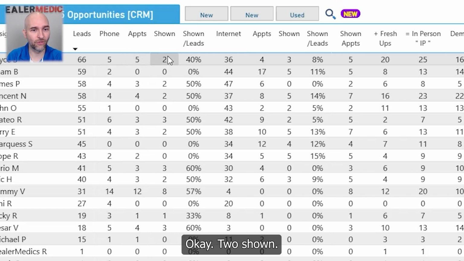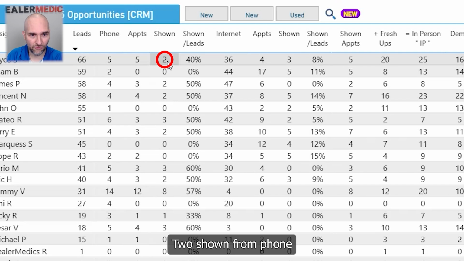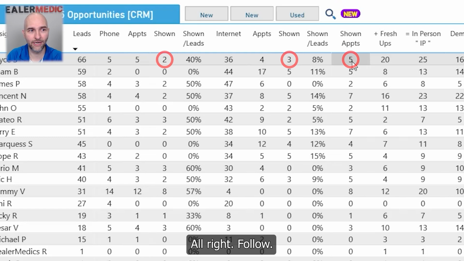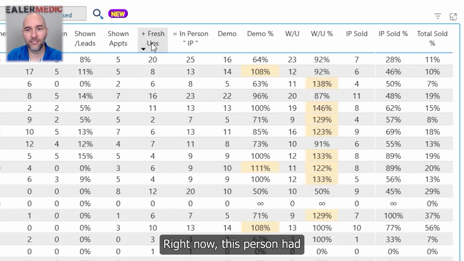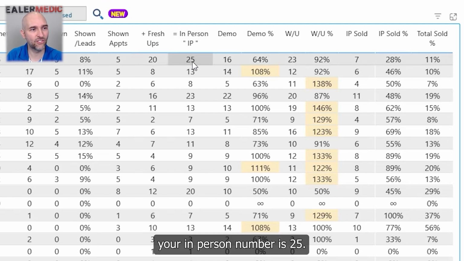Okay, 2 shown. So 2 out of 5 is 40%. Okay, that's the math. Out of the 36 internet leads, 4 appointments, 3 showed. Much better show rate, but shown from leads, you only have 8% of all your internet. Okay, there's room for improvement there. Now, 2 shown from phone and the 3 shown from internet equals 5 shown. All right, follow? All right. Now, this person had 20 fresh ups. 20 plus 5 is 25. So your IP number, your in-person number, is 25.